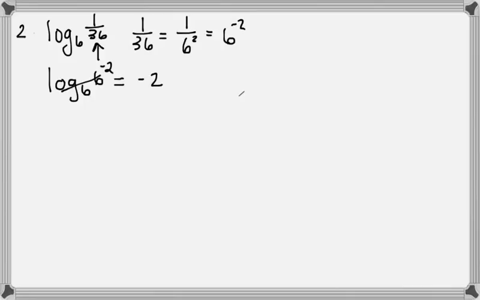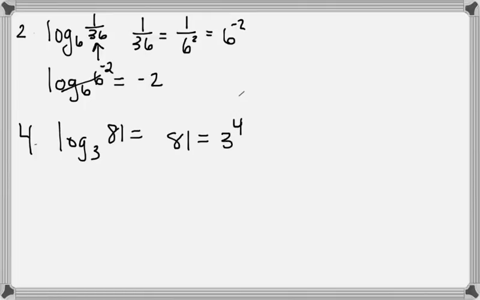Let's look at number 4. You have log base 3 of 81. So the question is, 81 is what power of 3? That's another way of looking at this problem. Let's just write it out. Really, 81 is equal to 3 to the 4th power. And there you go. What power of 3 is 81? That's really the question the log is asking.